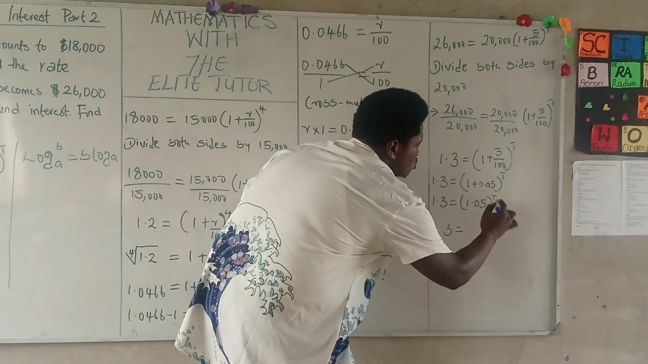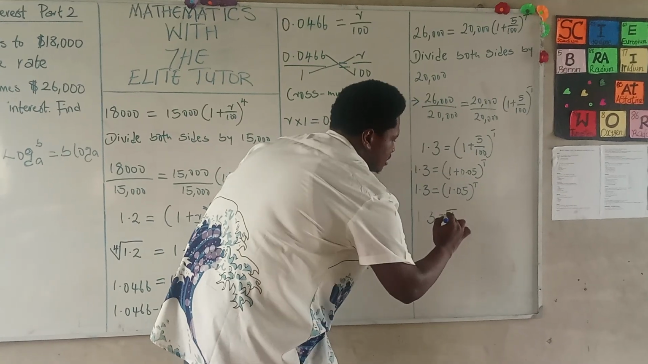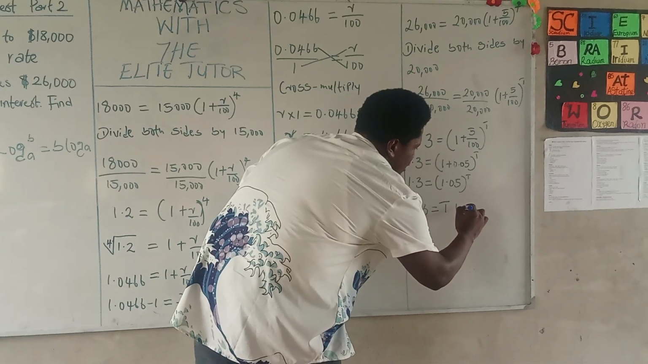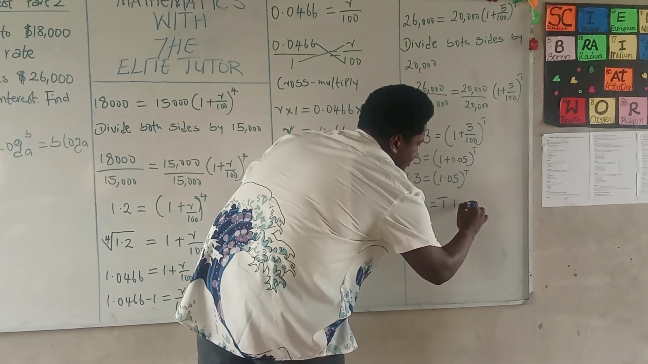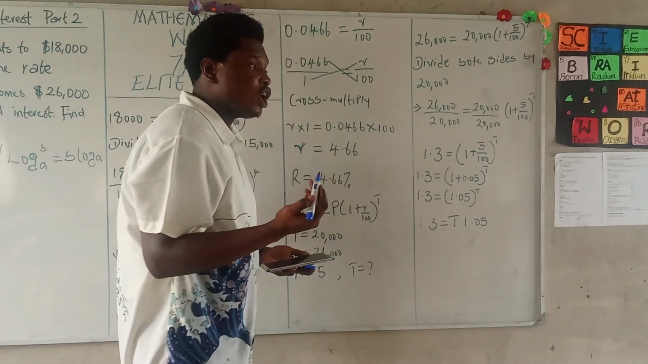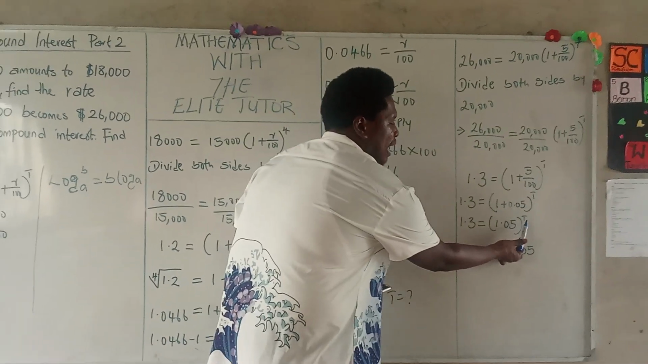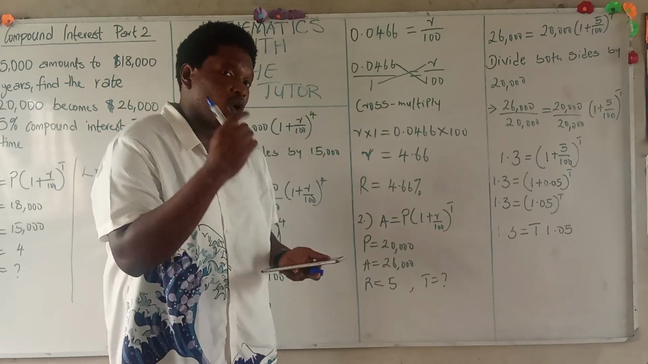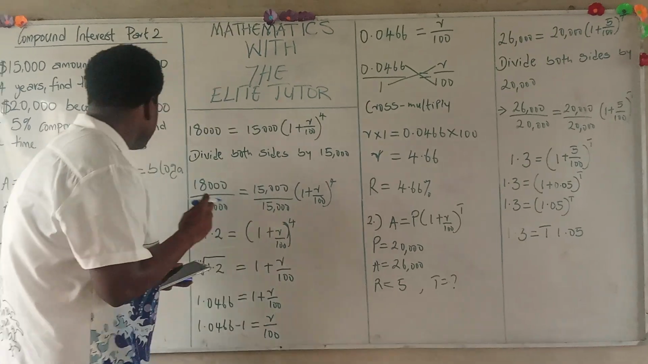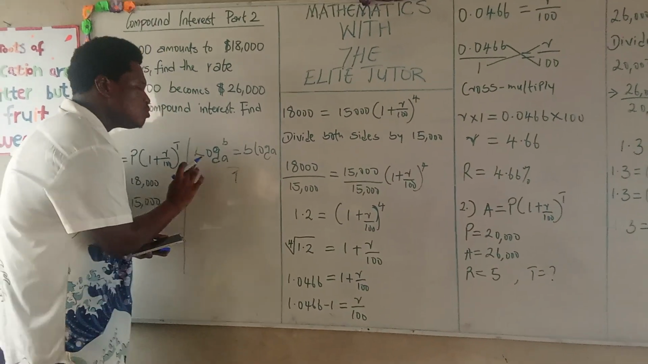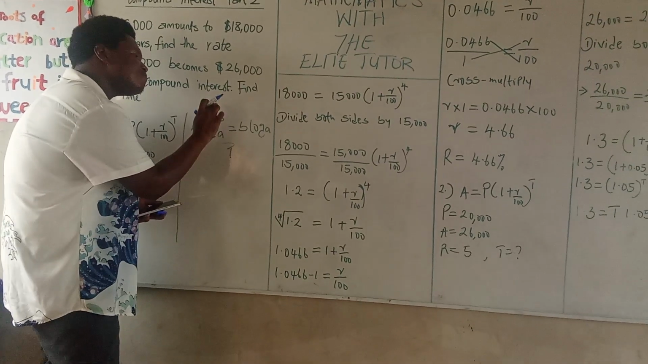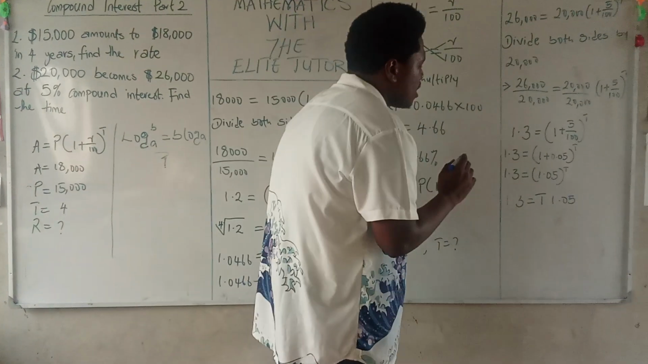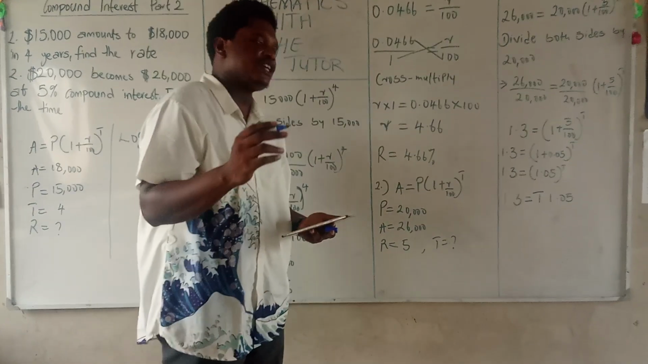1.3 is equal to T log 1.05. Using the law of logarithm, now this power becomes an ordinary letter. Why? We use this law of logarithm, where log A power of B is the same as B log A. Now don't forget we have 1.3 is equal to T log 1.05.